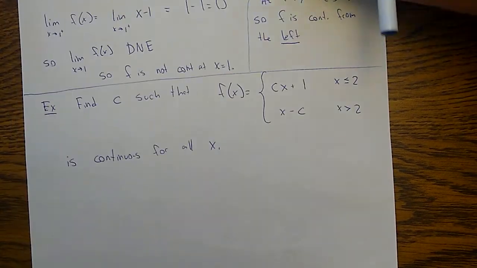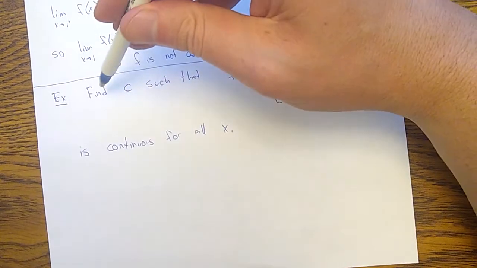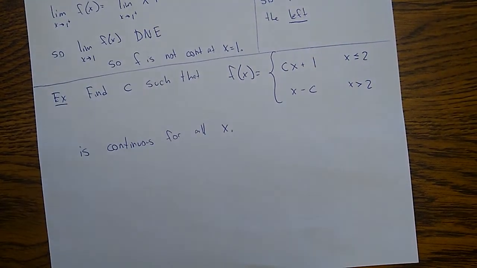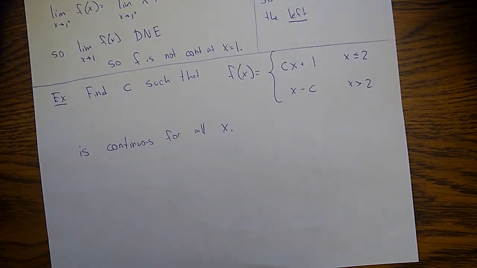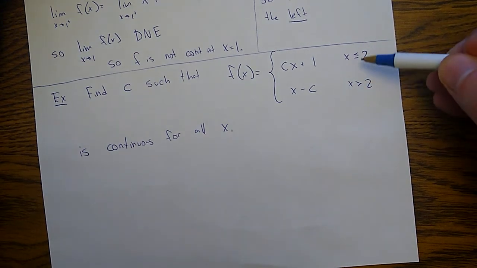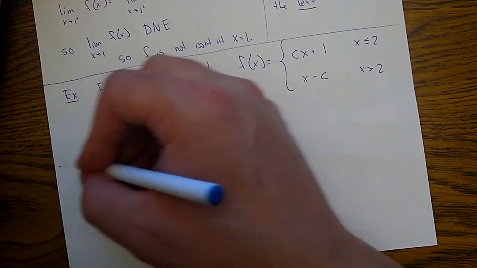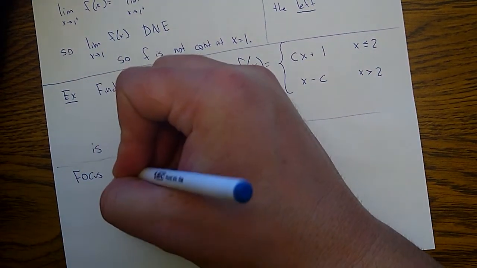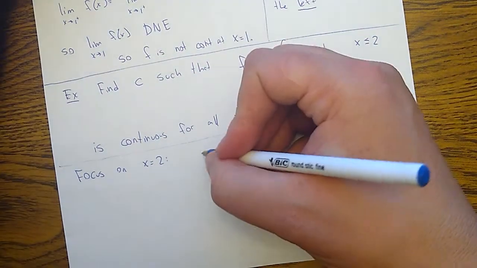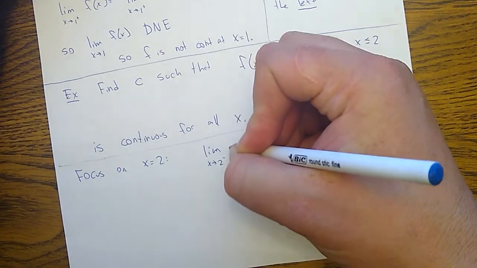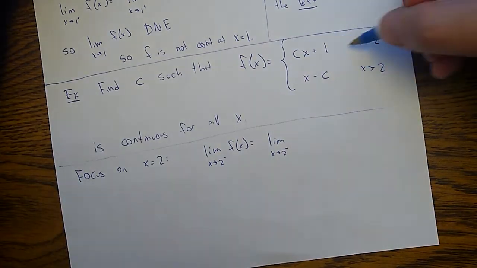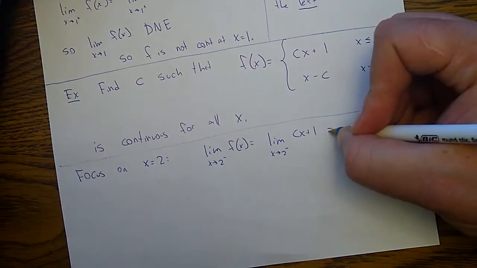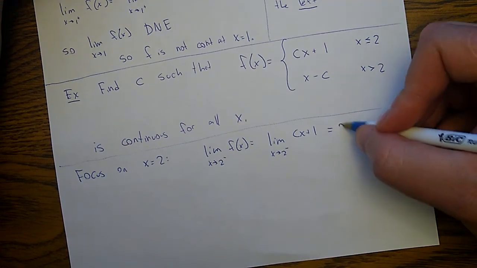All right. One more here. Find the value of c such that this function is continuous for all x. So the logic behind this is going to be similar. The value of x we should pay attention to is x equals 2. That's the only place where this might not be continuous. And I'm going to do the limit as x goes to 2 from the left. Which of course means I use this formula. As x goes to 2 from the left, I would get 2c plus 1.